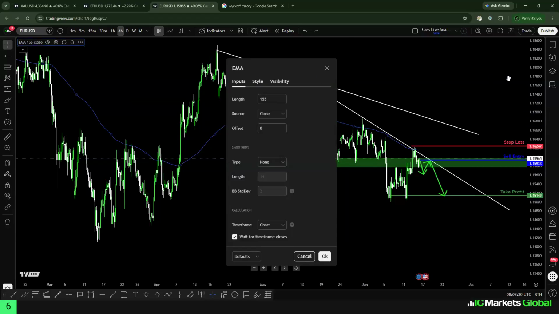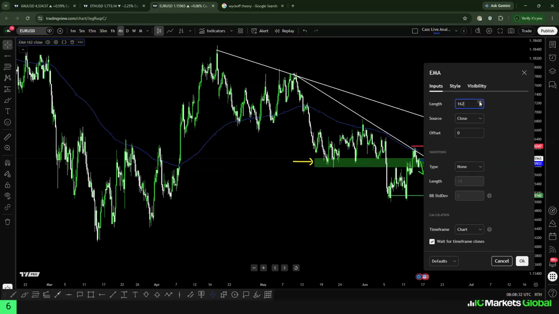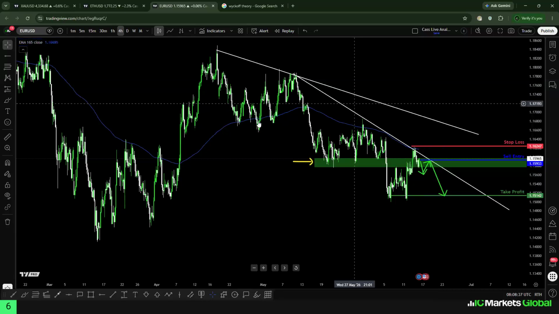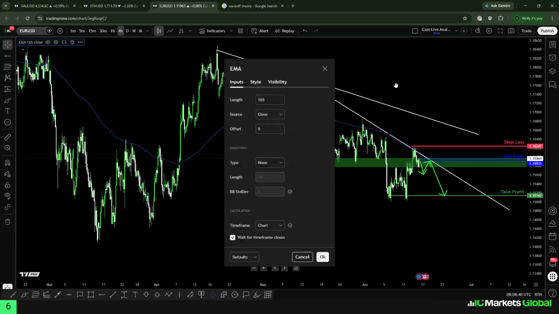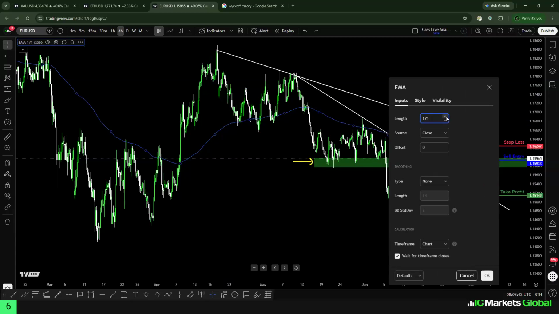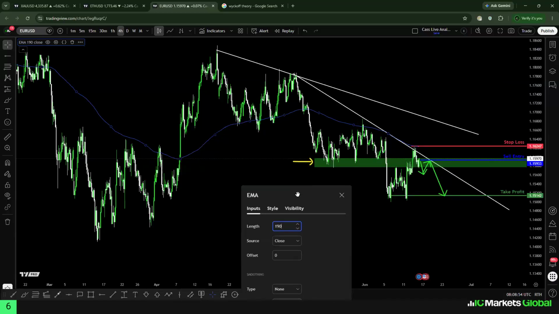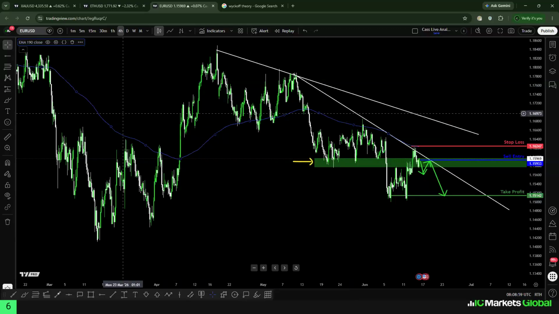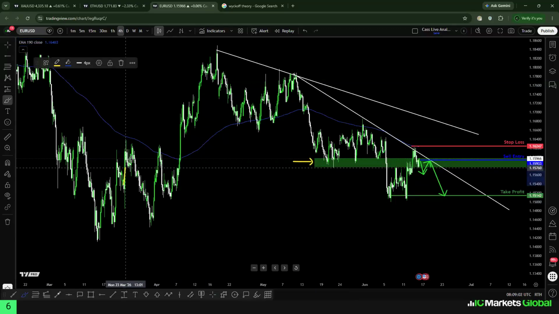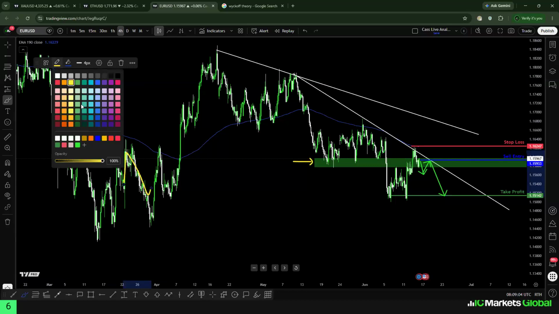Nothing happened. Okay, 155 is not the number. 165? Nothing happened either. 190? I guess this is as good as I can find it, right? So basically you can see that price is kinda. Let me change this to a different color.